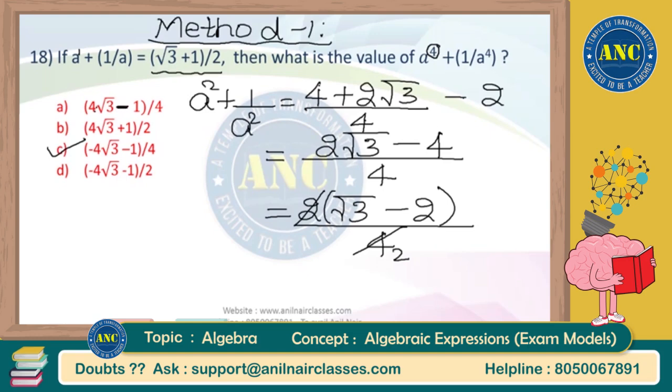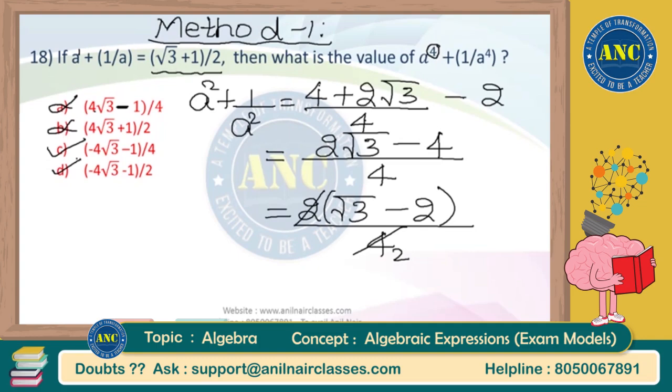Root 3 is 1.7. 4 into 1.7 is 6.8. Minus 1, 6.8 minus 1 is 5.8 by 4. It's a positive value. It cannot be the answer. Similarly, 6.8 plus 1 is 7.8 by 2. Positive value cannot be the answer. Now, either option C should be correct, or option D should be correct. Either minus 4 root 3 minus 1 by 4 should be correct, or minus 4 root 3 minus 1 by 2 should be correct. Now, both are giving you negative values itself.